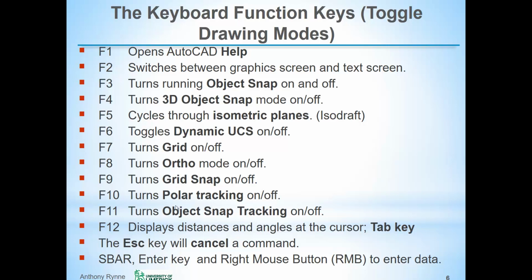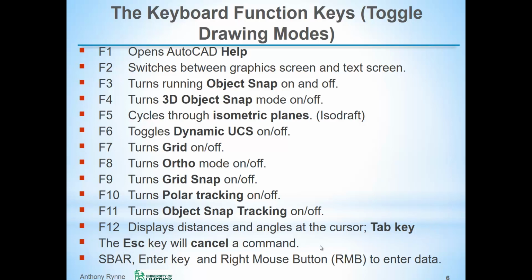Polar tracking is a very useful one when we're drawing, and that's F10 will turn that on and off, and F11 will turn on tracking. And tracking allows us to use existing geometry to locate points on our drawing. F12 toggles what's called dynamic input, and this will display distances and angles at the cursor, and you can switch between those using the tab key.